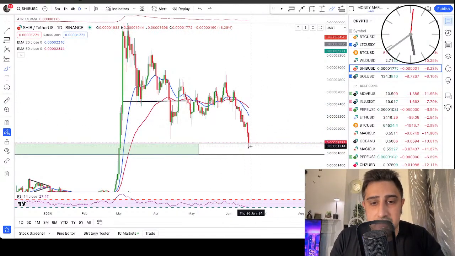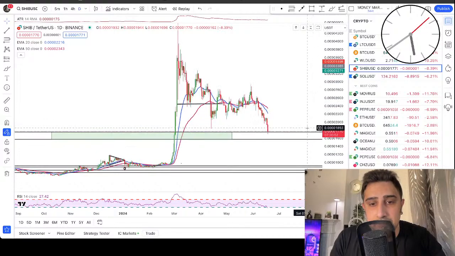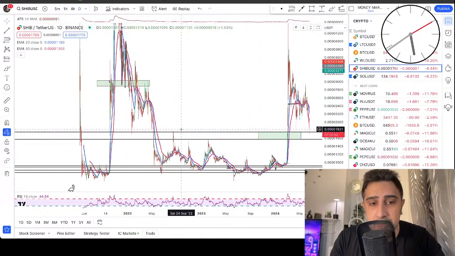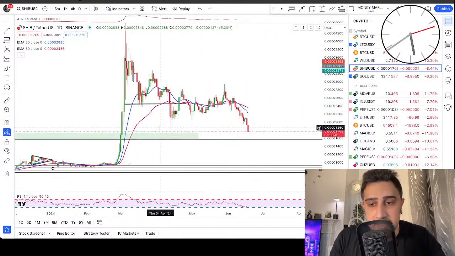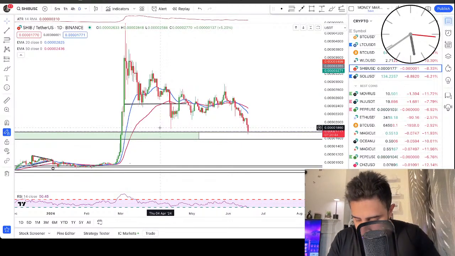But for investment, for long-term spot trading, this level is a good level for long-term investment. As you can see, it's a significant level, so we can get a possible push up from here.